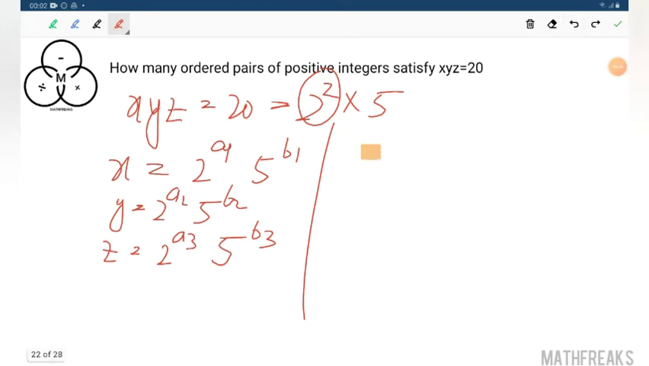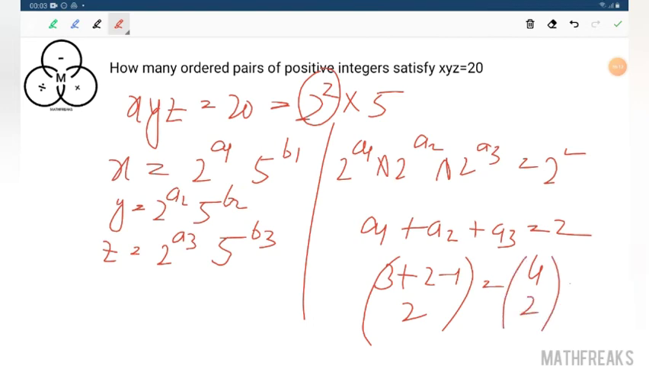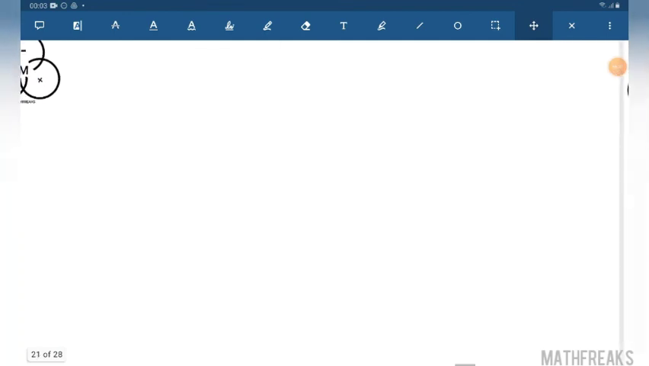that is 2 to the power a1 into 2 to the power a2 into 2 to the power a3 equals 2 square, or a1 plus a2 plus a3 equals 2. The number of ordered solutions satisfying this is 3 plus 2 minus 1, choose 2, that is 4 choose 2. 4 factorial by 2 factorial, 2 factorial. That is 6. I need another page.